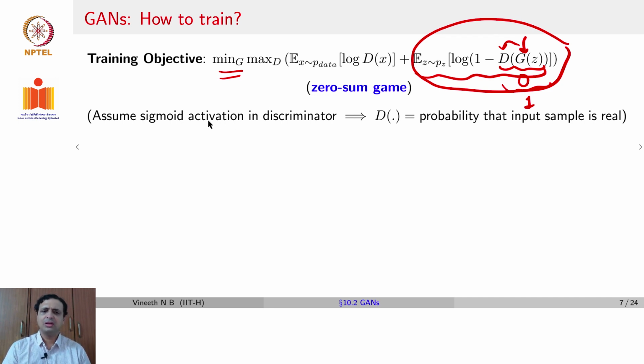And we assume that the discriminator has a sigmoid activation at its output layer. Remember, the discriminator, at least in this particular example that we are talking about, is a binary classifier. It only has to say real or fake. So the best activation function that you can have in the output layer of a binary classifier is the sigmoid activation. We now assume that a discriminator has a sigmoid activation function in its output layer.